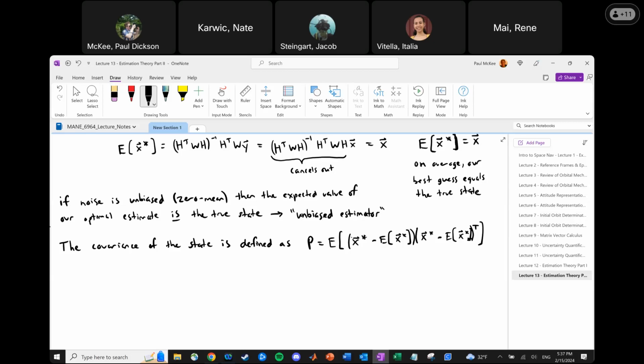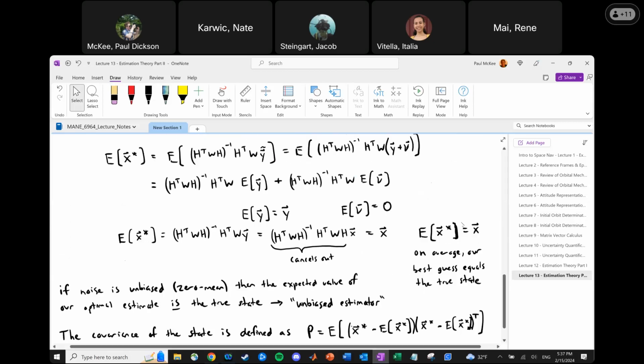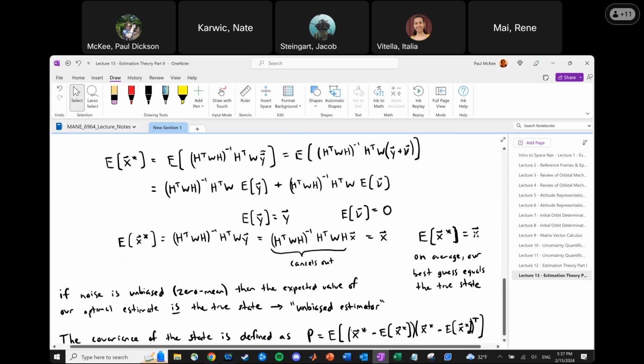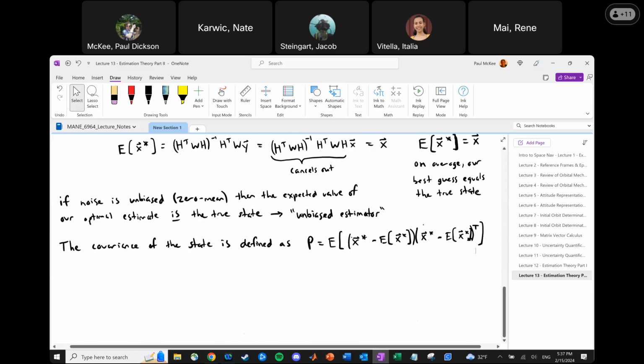So let's just tidy things up for a little bit here. So we just said that the expected value of X star is the state. Okay, so what I'm going to say then is the expected value, there's a reason why we did this in this order.